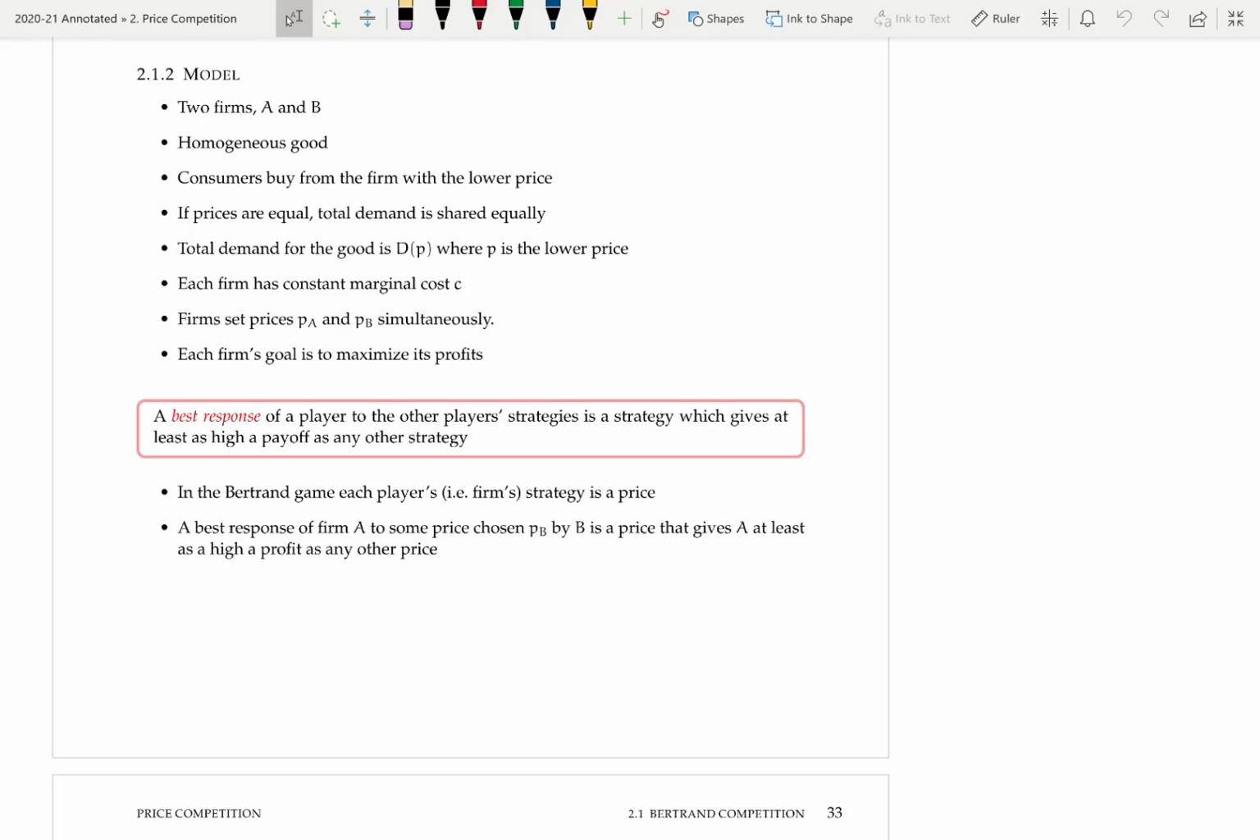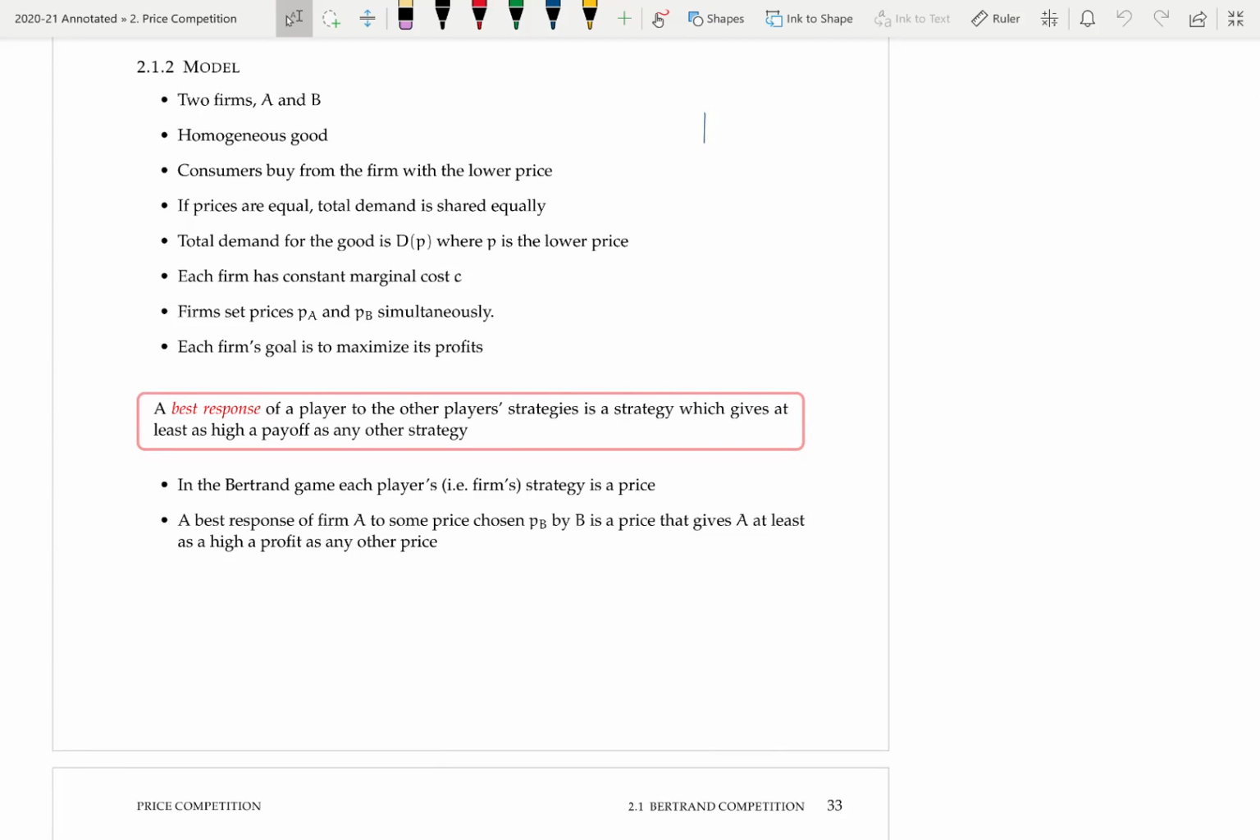So in the Bertrand model, with two firms, we're going to call the firms A and B. There's a homogeneous good. All the consumers care about is price. They buy from the firm with the lower price. If the prices are equal, then the total demand is shared equally between the two firms. And the total demand for the good is D of P, where P is the lower of the two prices. D, that's our demand function.